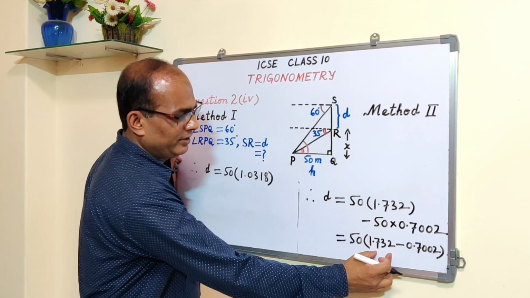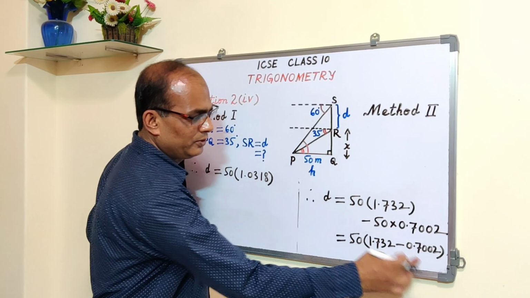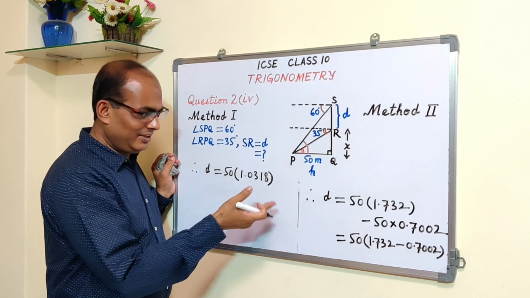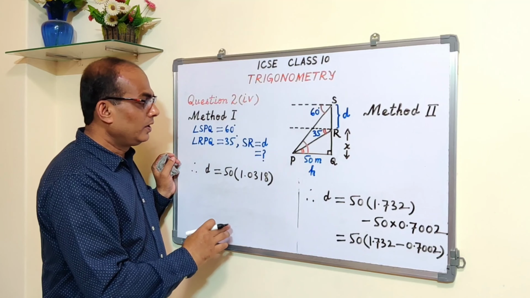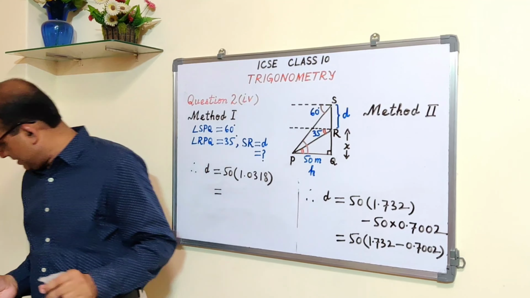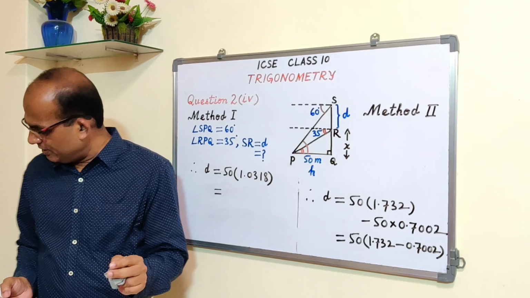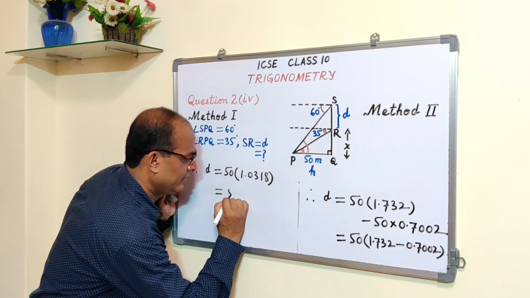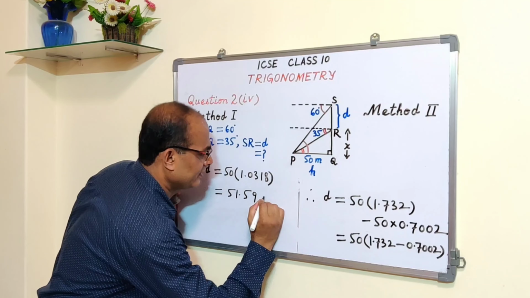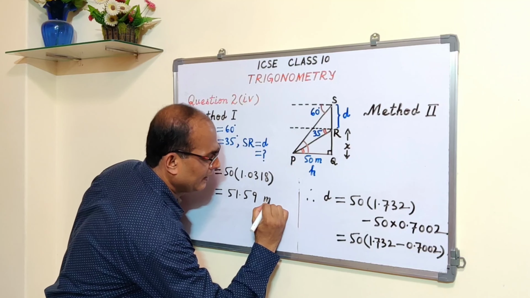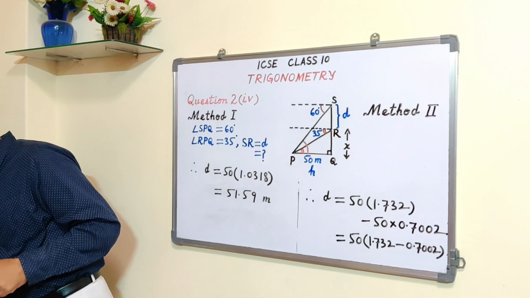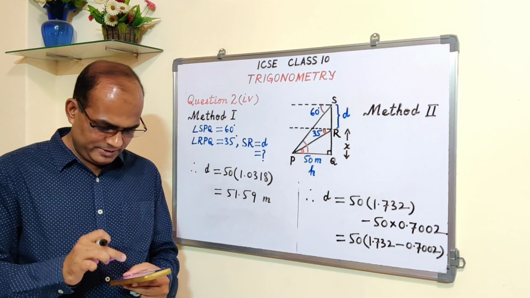The subtraction 1.732 minus 0.7002. When you subtract, you will get 1.0318. You can see, you can do working. Alright, and now we multiply. So when we multiply, we get 51.59 meters. Now the question is, I guess, to the nearest meters or something.